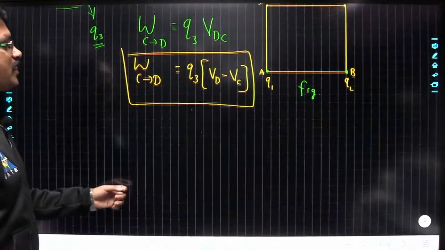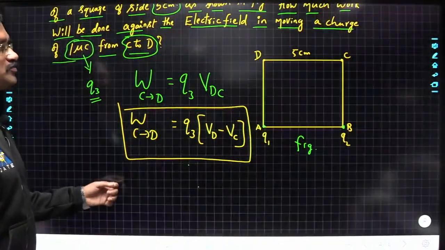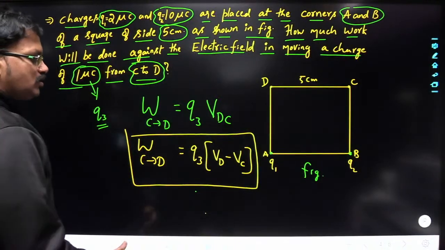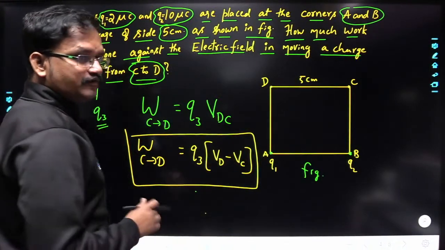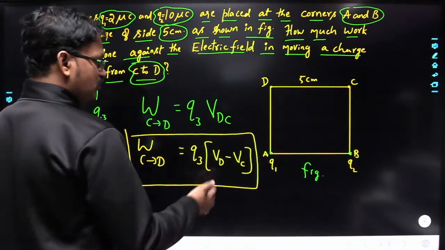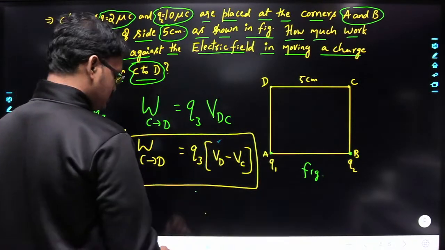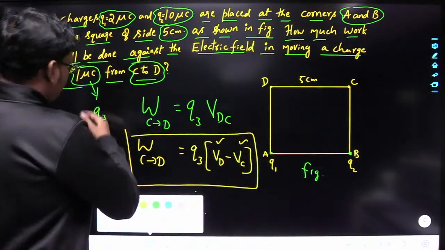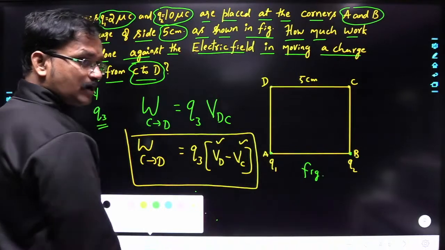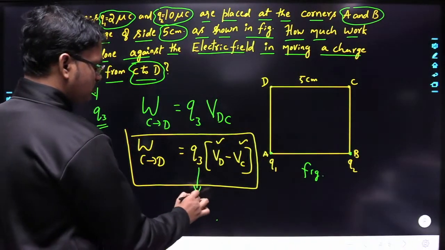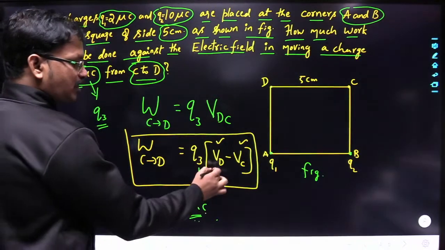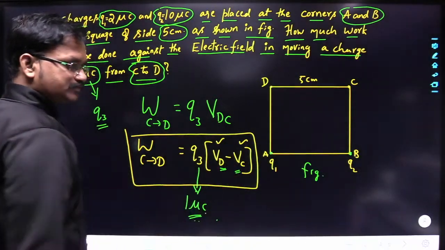So, okay. So, work done from C to D. So, coming to the problem. So, work done from C to D is equal to what? Q3 into Vd minus Vc. So, that means you have to determine the potential at what? Potential at D and potential at C. So, they have given Q3 as what? Q3 as 1 microcoulomb. So, you have to determine Vd and Vc.